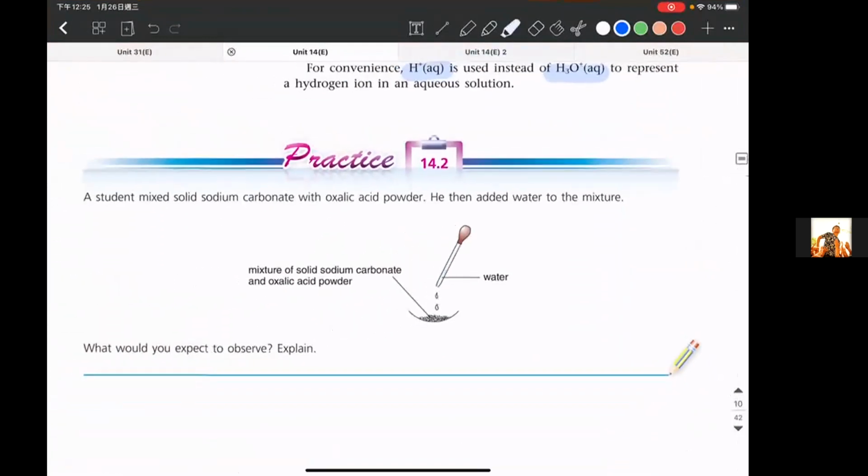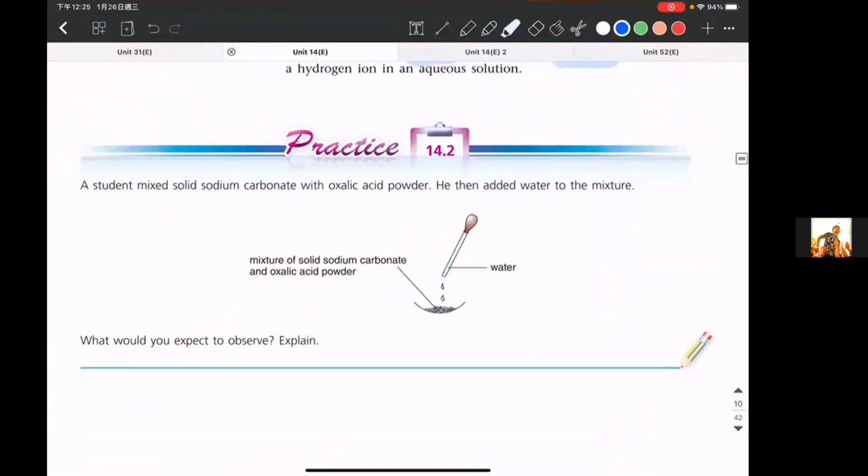Class practice 14.2. A student mixes solid sodium carbonate with oxalic acid powder and then adds water to the mixture. What do we expect to observe?